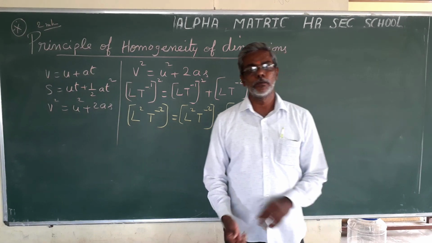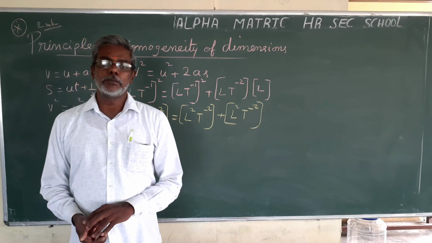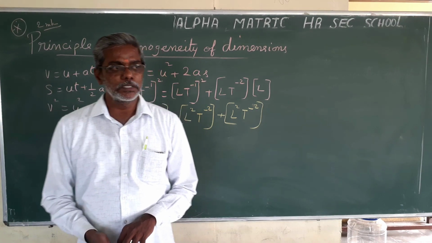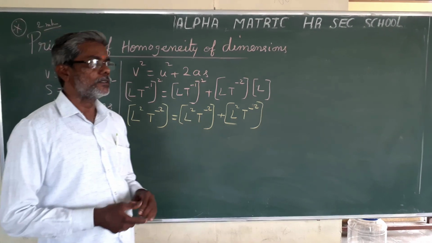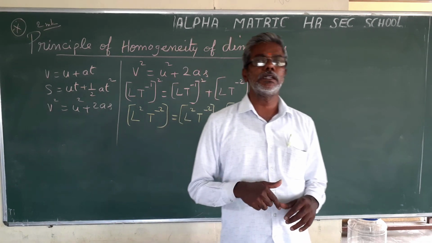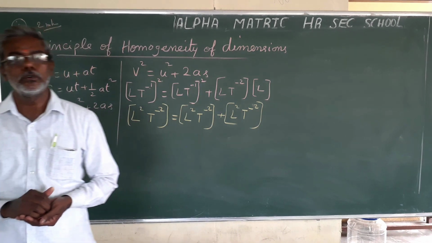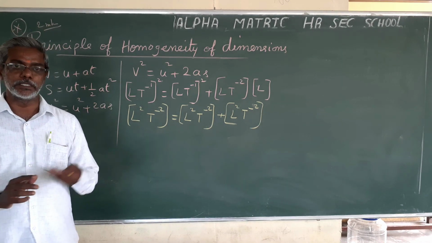So today we will stop with this. What are the topics we saw today? Dimensional formula, then dimensionless variable, dimensionless constant, dimensional variable, dimensional constant. Then we discussed the principle of homogeneity of dimensions. Thank you.